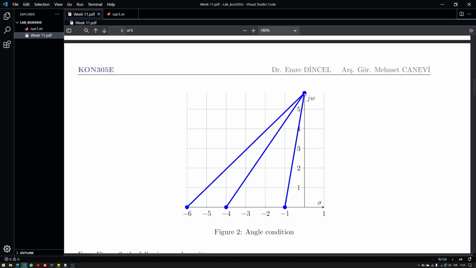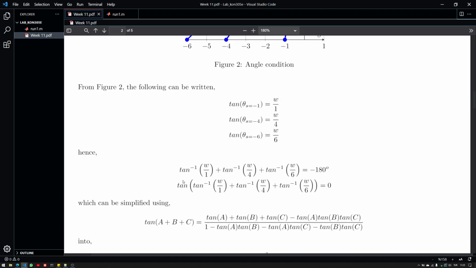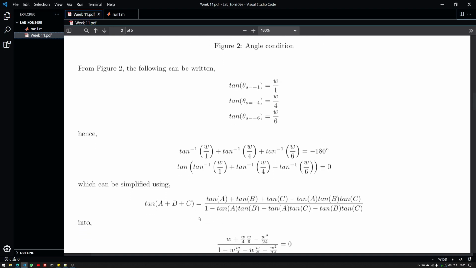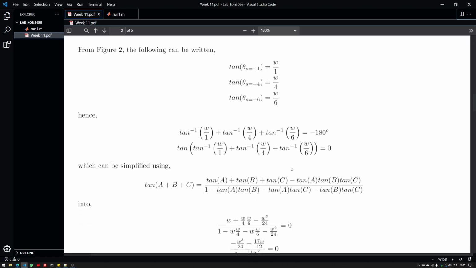Now you can see that the tangent would be omega divided by 1, omega divided by 4, and omega divided by 6. So their sum, their inverse tangent sum, is equal to minus 180 degrees, which is exactly this part here. And then you have this three-element tangent sum identity, which is tan a plus tan b plus tan c minus their multiplication, divided by 1 minus tan a tan b, tan a tan c, and tan b tan c.